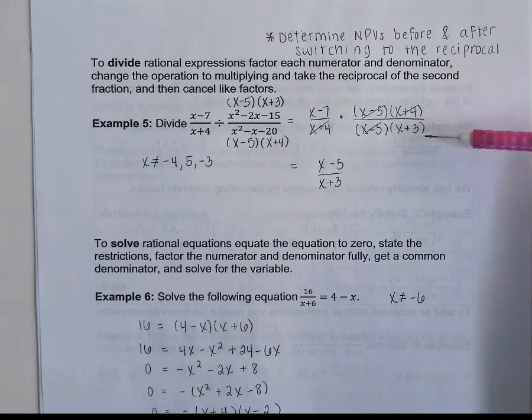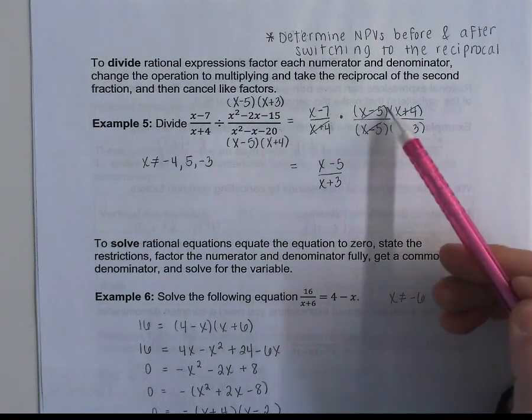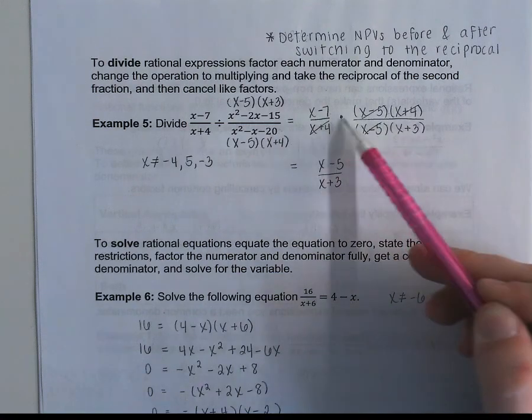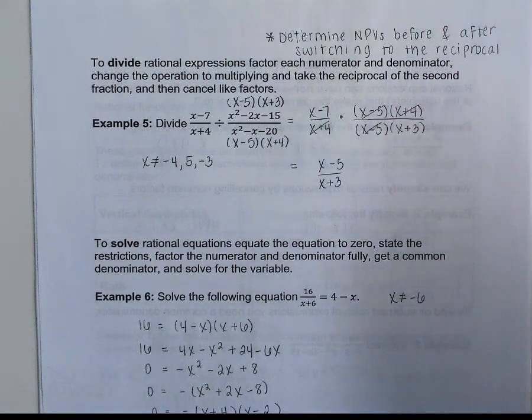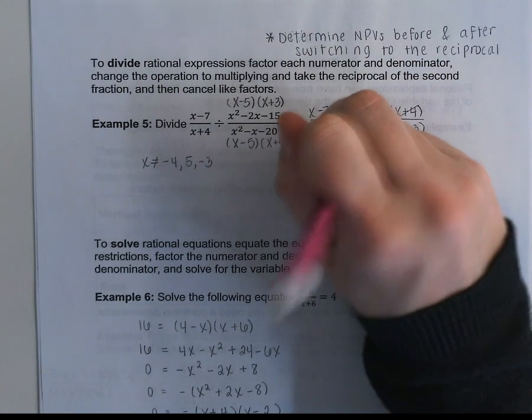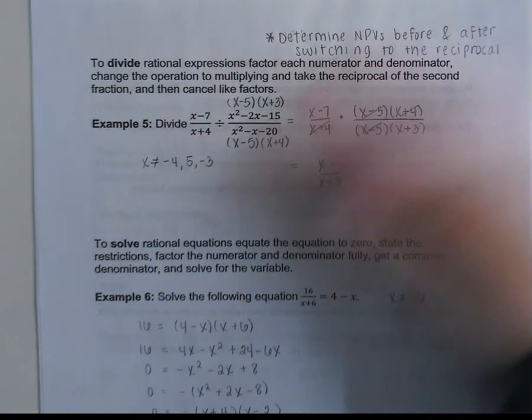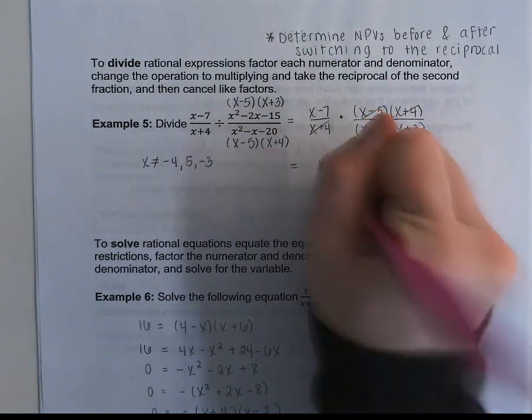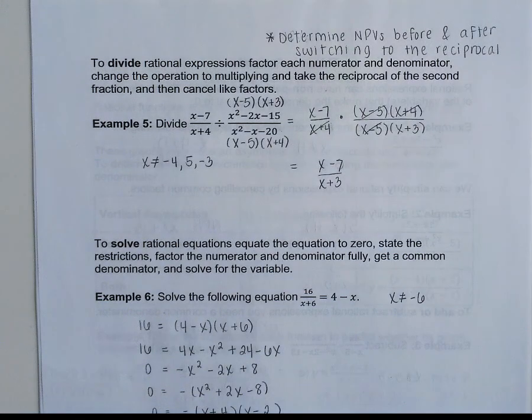So really any time you have a term in the denominator, either originally or after you've done this flip and changed it to its reciprocal, you need to include it as a non-permissible value. After that, it's pretty simple. You're just going to cancel your like terms, and you're only left with, oops, that should say x minus 7. The note's online, you'll have to fix that. x minus 7 over x plus 3.